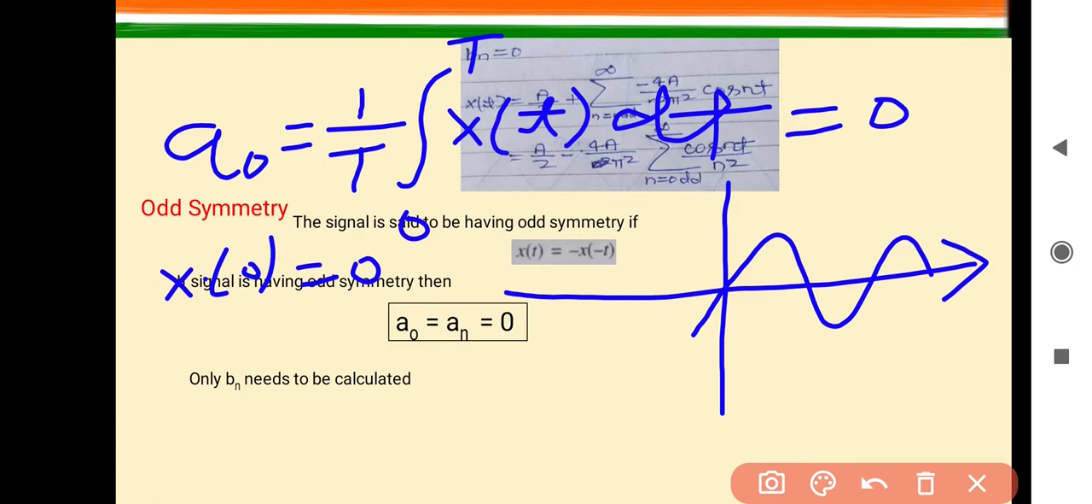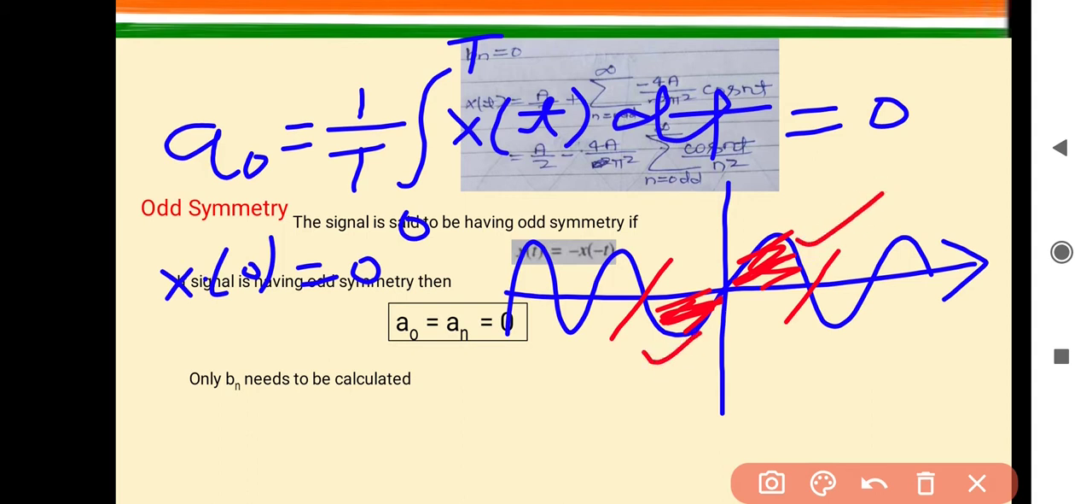It will always cross the origin, meaning it gives a value equal to 0 at t equal to 0. And when we integrate this signal from minus T by 2 to T by 2, it gives a negative value for half of the time period and a positive value for the remaining half, and both are equal to each other. Because of the negative and positive signs, they cancel each other and result in 0. That's why if we integrate an odd signal over a time period, it will always give a value equal to 0.